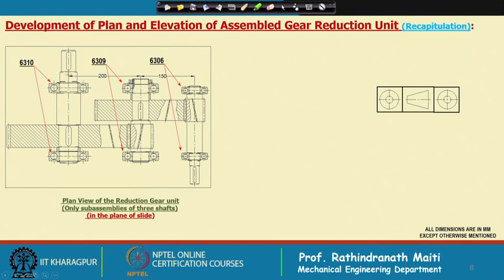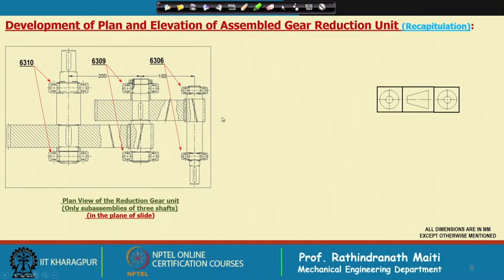So, this is an old drawing, as you find here still it is mentioned that 6310, 6309 and 6306. Instead of that we have taken 6205 here, that is 40 dia outside and 25 millimeter dia inside, and here we have taken 6208, so 40 dia bore here, and outside diameter is also less, and here we have taken 6209, 45 millimeter dia.